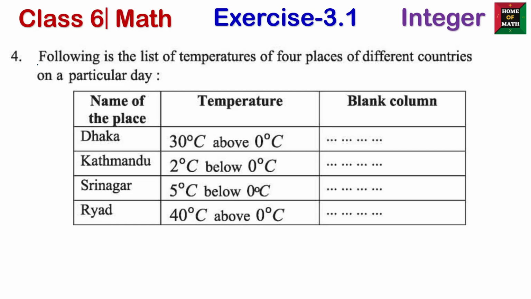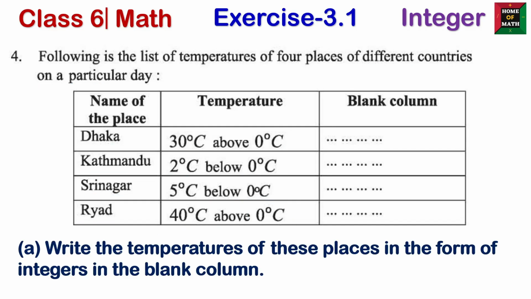Now it's a very important thing. Following is the list of temperature of 4 places of different countries on a particular day. So name of place, temperature, and blank column. We don't know what we will write in here later. Dhaka, the temperature is 30 degree, which is above 0 degree. Kathmandu, 2 degree centigrade but below 0 degree. Srinagar, 5 degree centigrade but below 0 degree. And Riyadh, 40 degree centigrade above 0 degree.